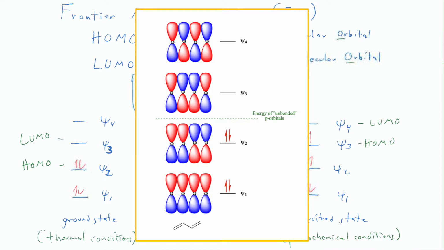Moving up to psi3, we can see that the outer 2 pairs of carbons, their p orbitals, are aligned out of phase, creating anti-bonding interactions.